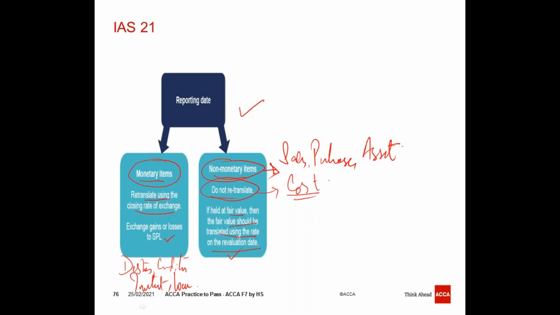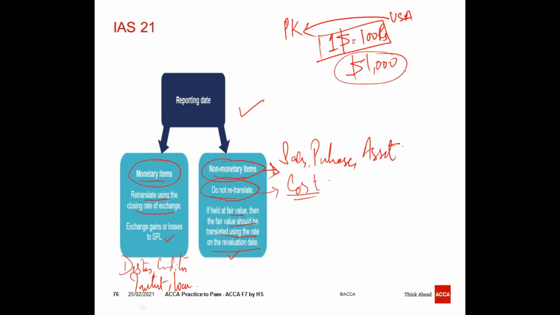So let me give you an example for this. Suppose we are here in Pakistan and we want to buy a plant from the USA, and $1 is equal to 100 rupees of Pakistan, assuming, and the transaction is for $1,000. So when you buy the plant from the USA, the cost of the plant will be $1,000. That's your foreign currency transaction. And as you are staying in Pakistan, your functional currency will be rupees. So first of all, you need to convert this transaction into local rupees.